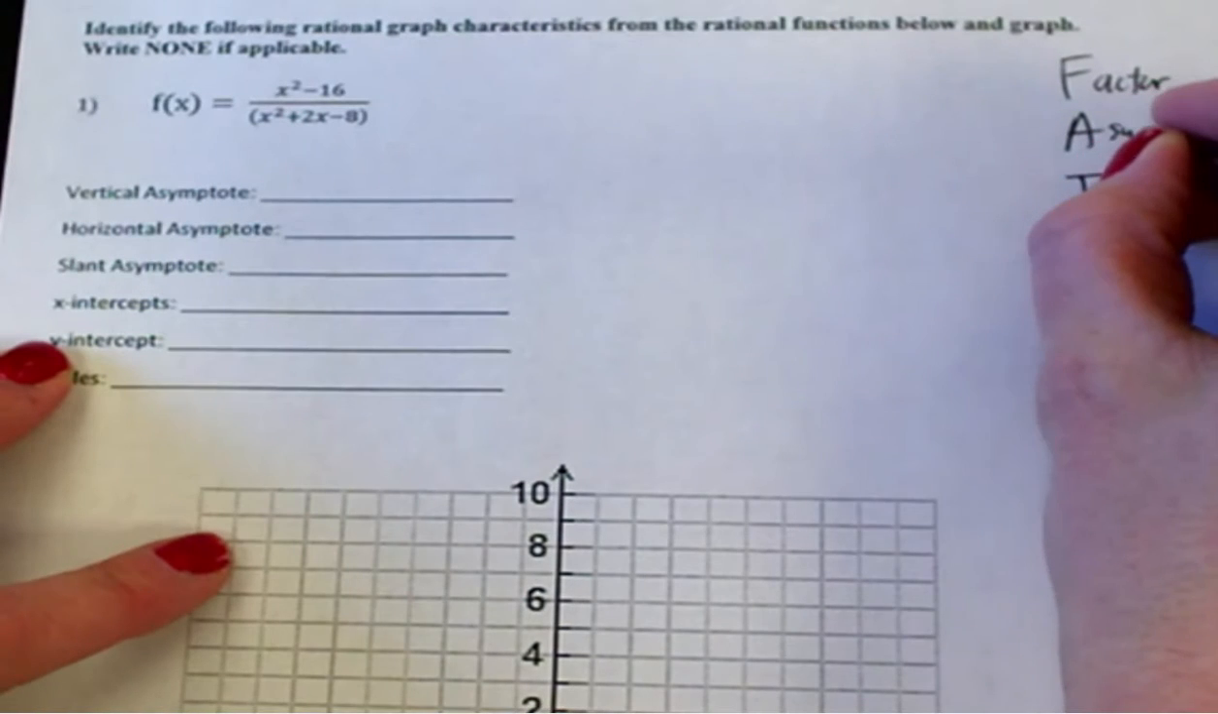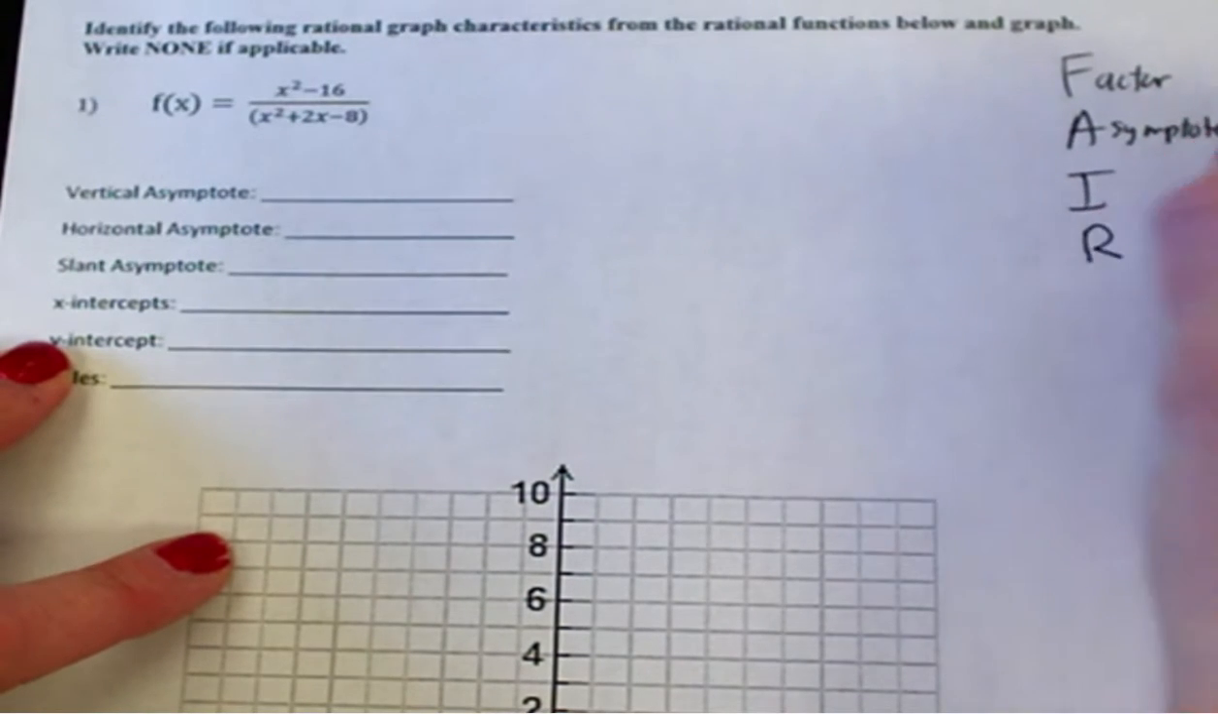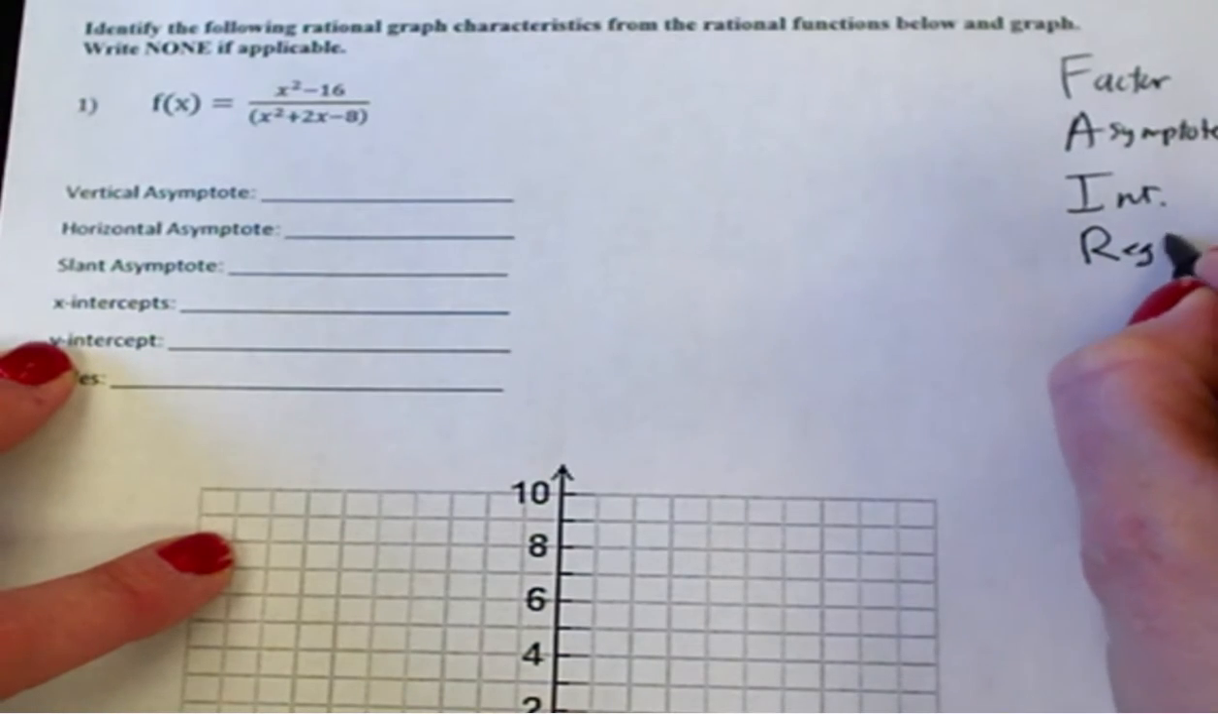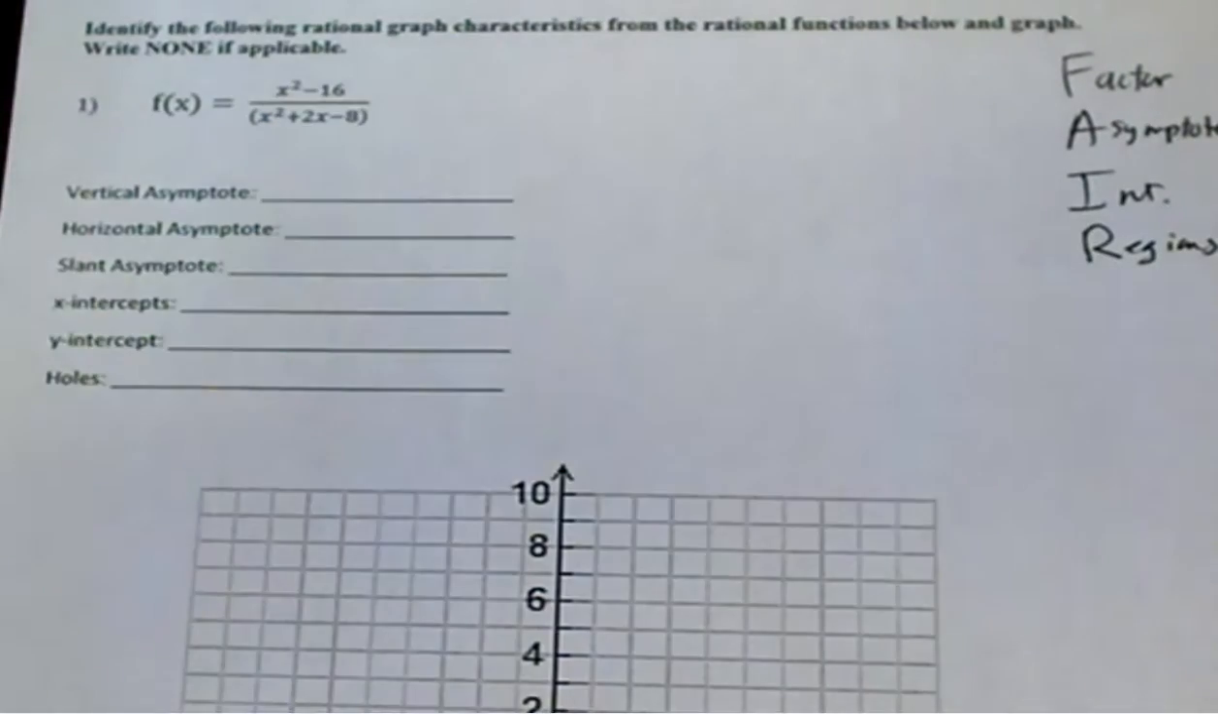Second, you put your asymptotes on the graph. Third, you put your intercepts on the graph. And the last part has to do with regions, and that would be which region are you actually drawing the graph in. Okay, so let's go in order. Factor.